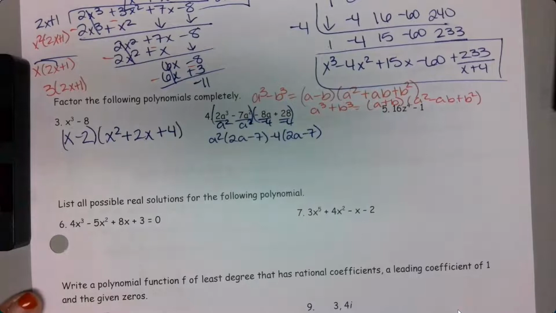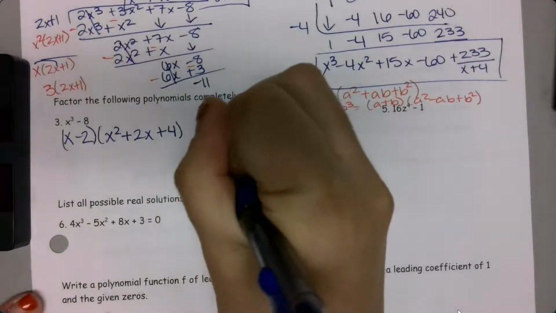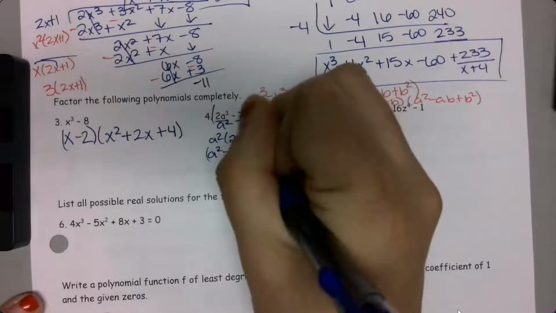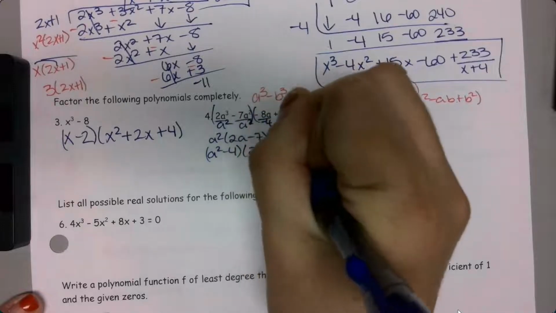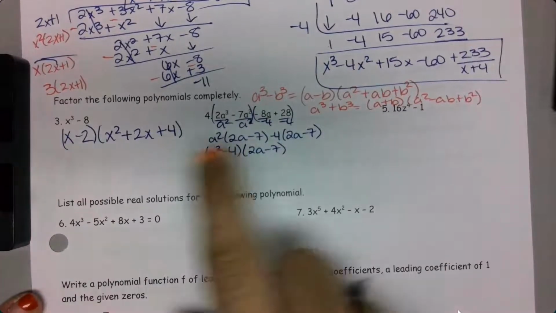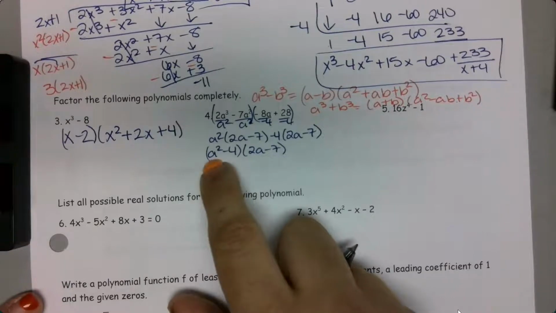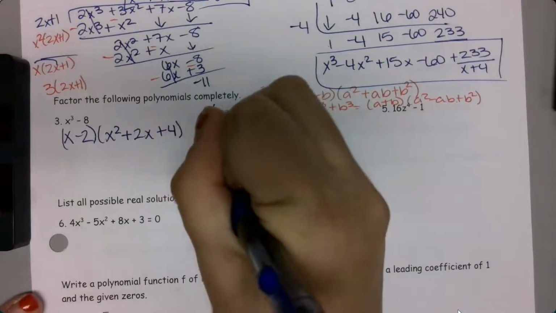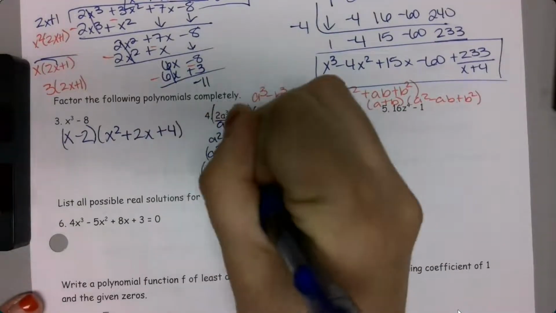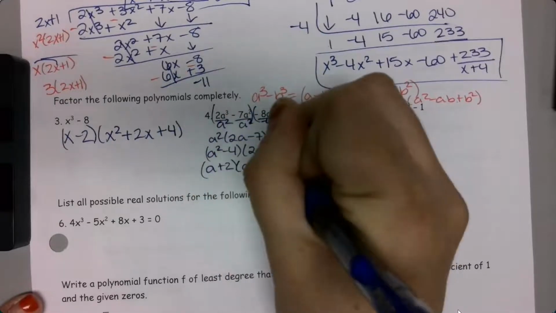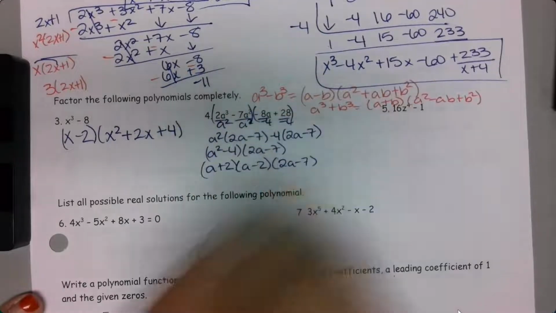Which leaves me with 2a minus 7 again. Then I'm going to put my outside terms together. I want to factor my first term because this is a difference of squares. So I have a plus 2, a minus 2 times 2a minus 7.